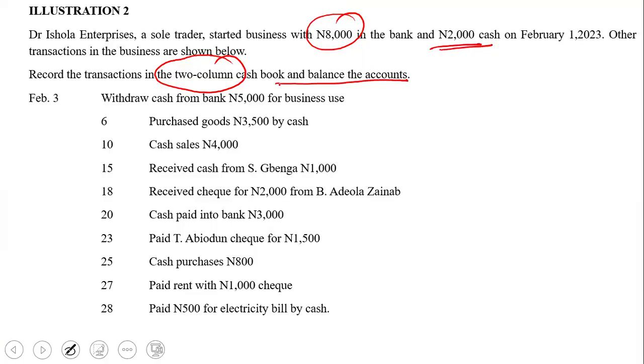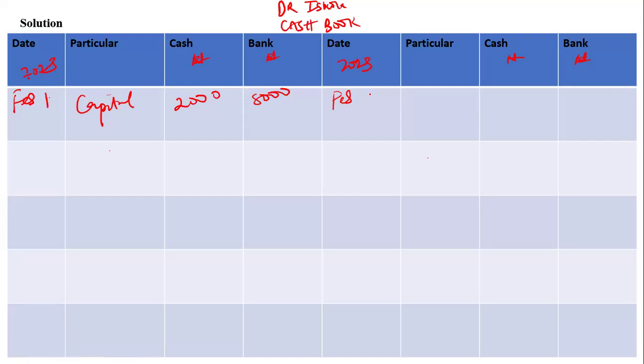We do cash from bank, 5,000 for business. That means he went to the bank, took 5,000, and that is an example of a contra entry, which we spoke about. February 3rd. So what happened? Very simple. 5,000 naira is taken from the bank. The money is taken to cash. And don't forget, we now put C as contra entry. February 3rd, 5,000 naira.